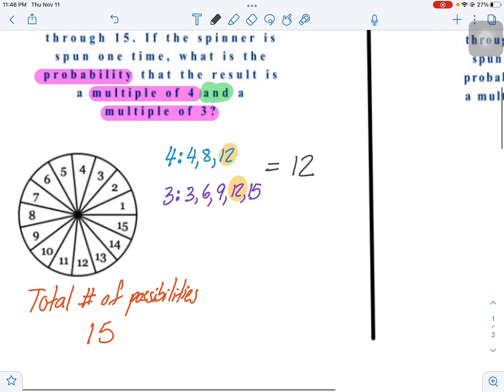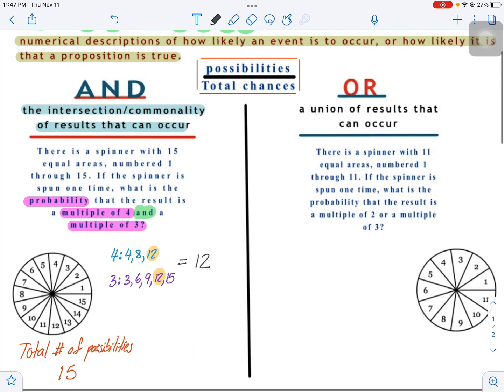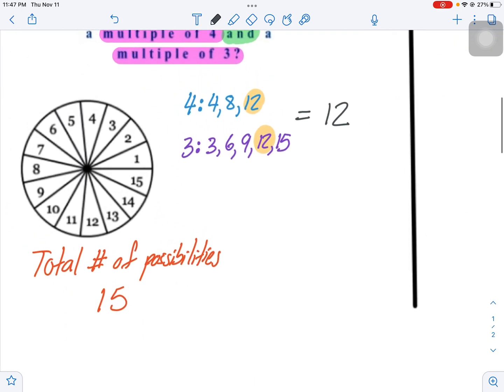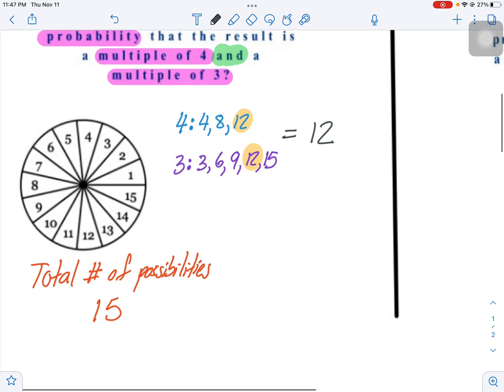So, like I said, possibility is on top, total chances is on the bottom of our fraction. So the only possible number that is a multiple of 4 and a multiple of 3 is 12. And the total number of chances, oh, not 12, kiddos. How many numbers? Just one number. Look, only one number.